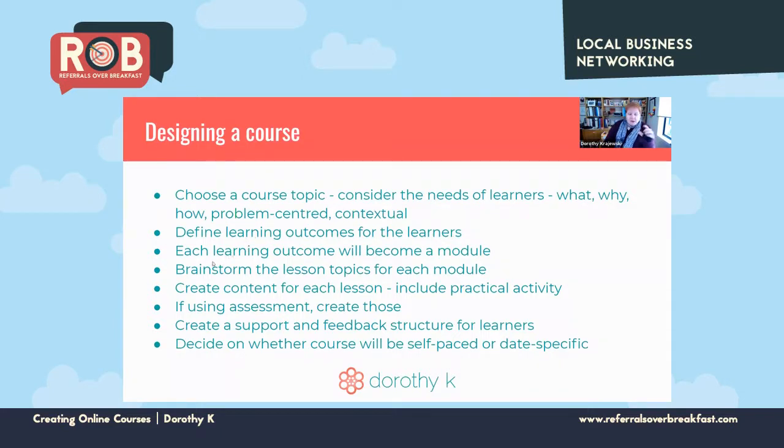And then you might have one major one for the course, and then you might have sub-learning outcomes, and those will become the modules for the course. And then you will brainstorm the various lesson topics for each module. So what you might want to do is just, once you've defined your topic for the course, just brainstorm all the different lessons, and then you might want to group them into modules. So whatever way works best for you, to go module down or lesson up.